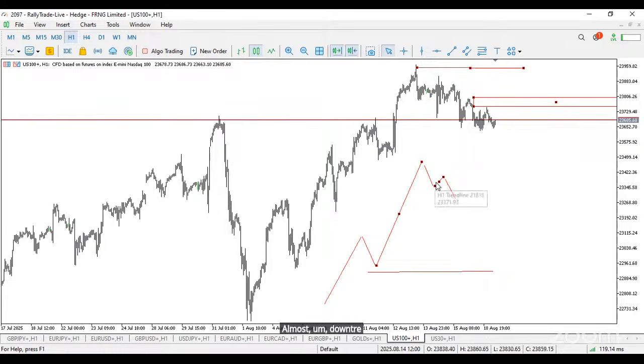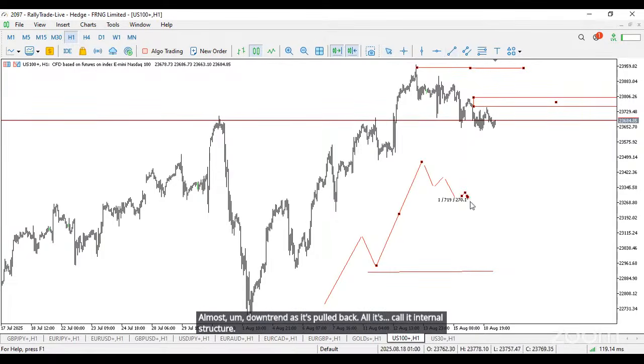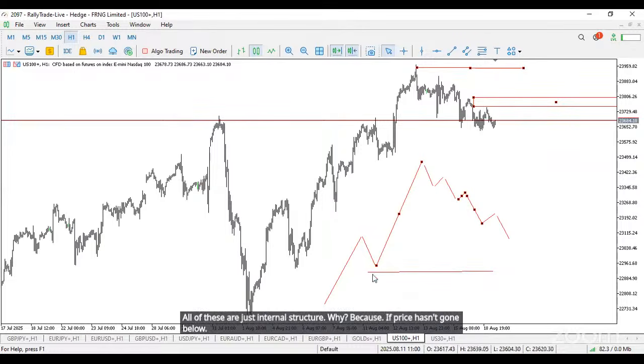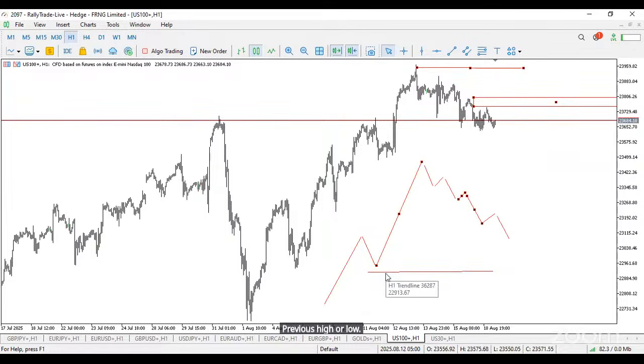downtrend as its pullback. Call it internal structure. If it's creating a form of downtrend like this and using this as its pullback, all of these are just internal structure. Why? Because if price hasn't gone below the previous higher low, which is this level here, the trend hasn't changed. The higher low is the most important part of the uptrend. And you now notice that price is using a downtrend as its pullback.